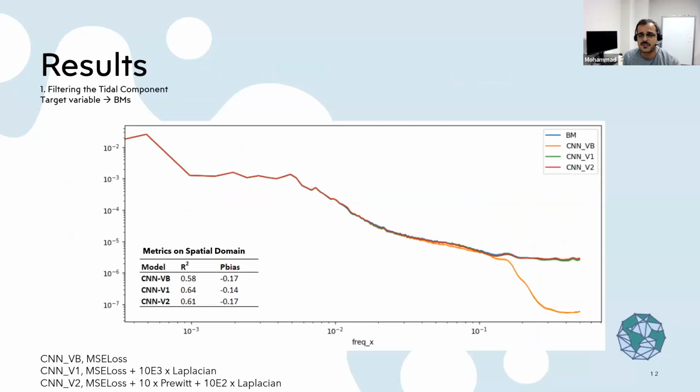This plot shows the results of the model on the frequency domain for all 7 days existing in the validation set. The orange line shows the base model, which just uses the mean square error loss function. This model cannot catch the low frequency component, but we can see in the green and red lines, which are related to the models with auxiliary losses, how first order and second order derivatives can improve the results. And we can see on the bottom left of the canvas, the metrics on the spatial domain also approve what is presented in the frequency domain.